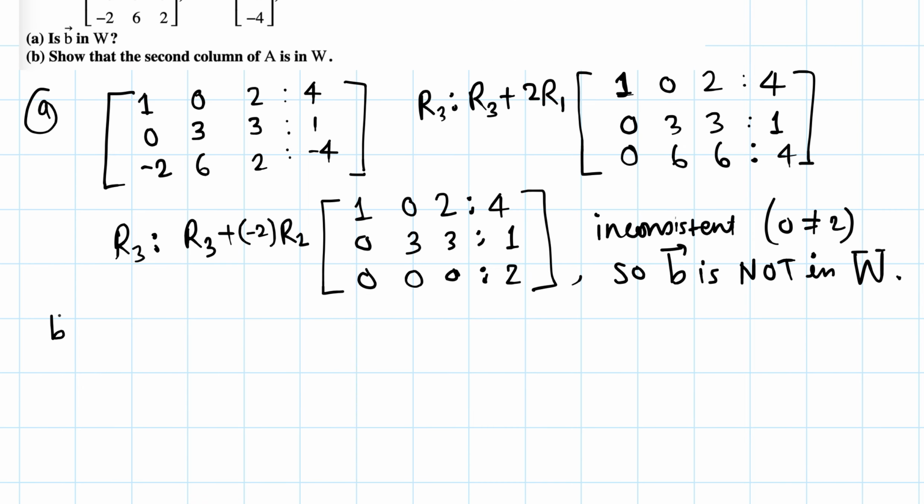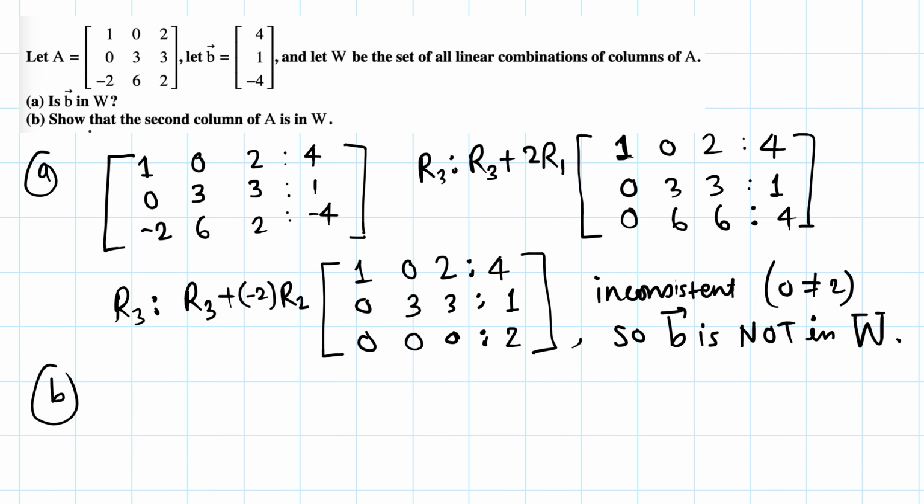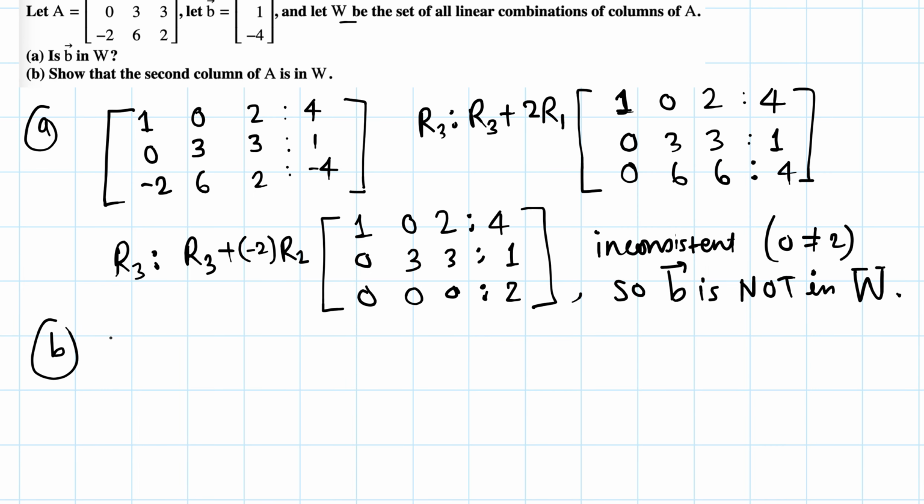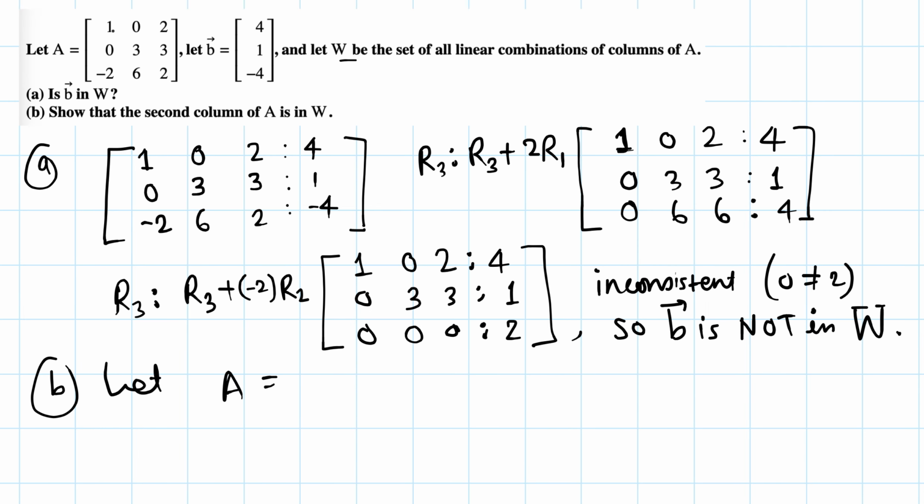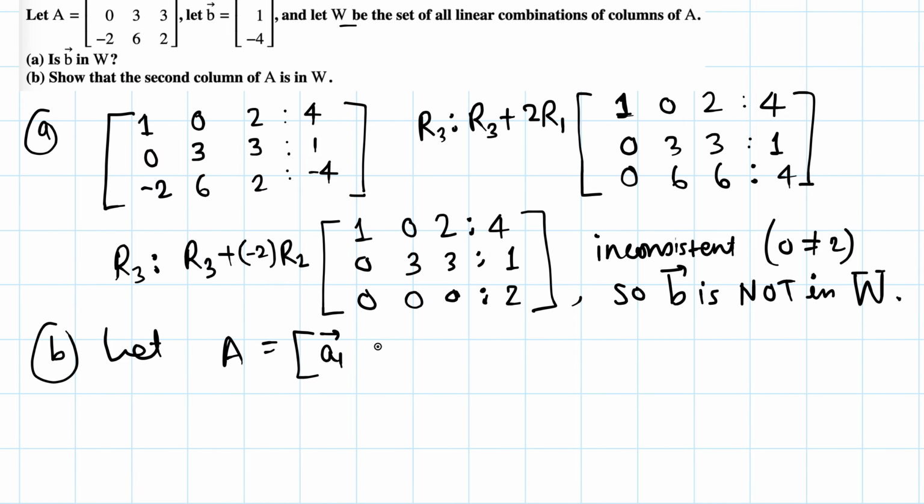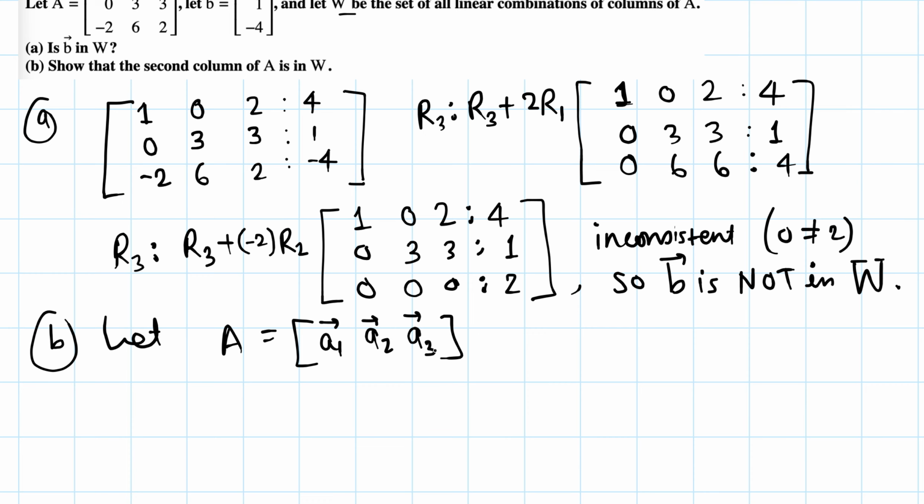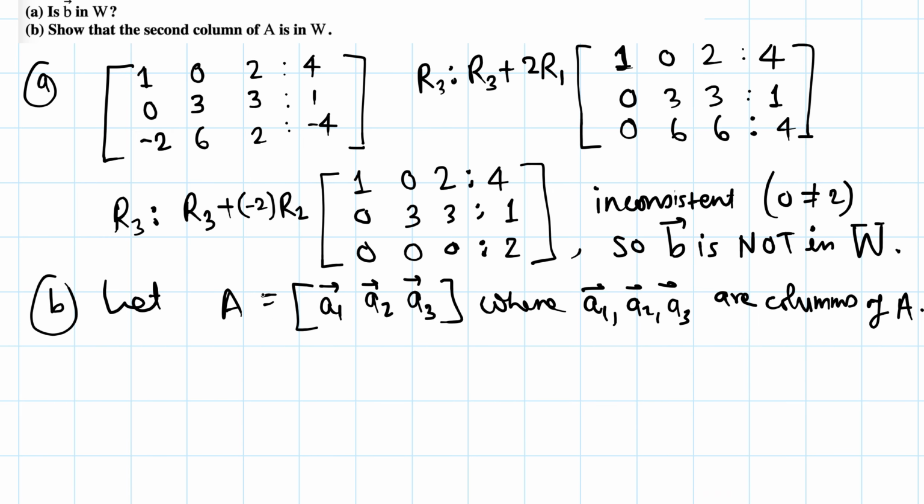Okay, part B, show that it's true. We need to prove that the second column of A is in W, where W is the collection of linear combinations of all columns of A. So let me write matrix A in this way: the first column is A1, the second column A2, the third A3, where A1, A2, A3 are the columns of matrix A. When we write it in this way it's kind of obvious.